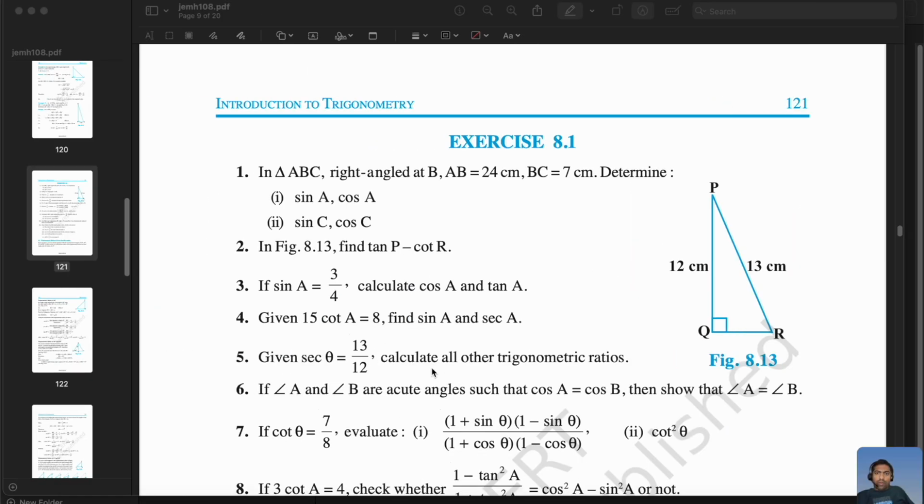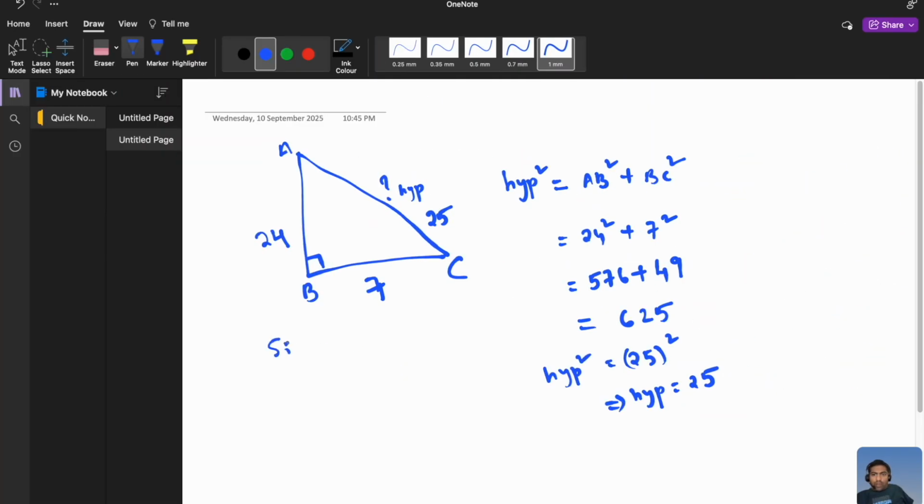Now let's solve sin A, cos A, sin C and cos C. So what is sin A? In general, sin means opposite side by hypotenuse. So here sin A means, what is the side that is opposite to A? BC. So that is nothing but 7 divided by hypotenuse, which we have as 25.